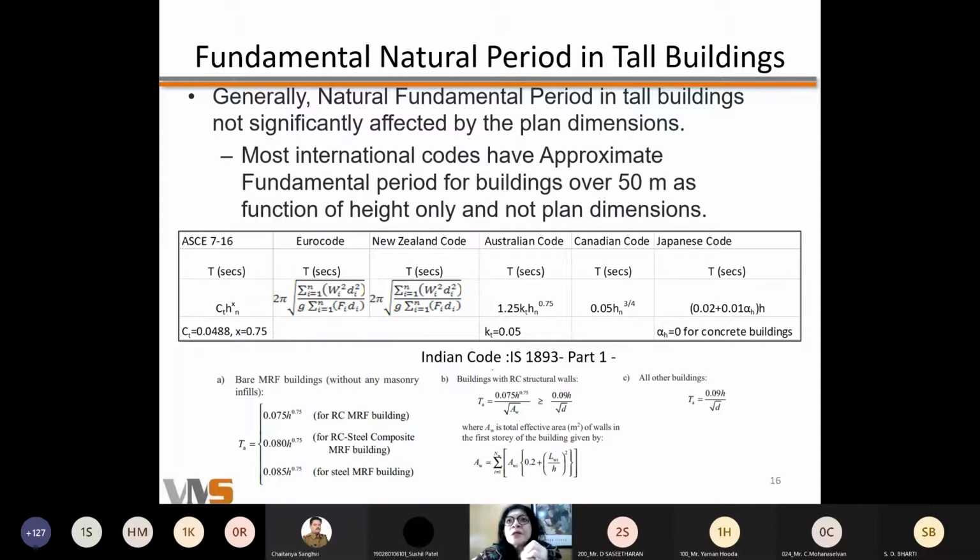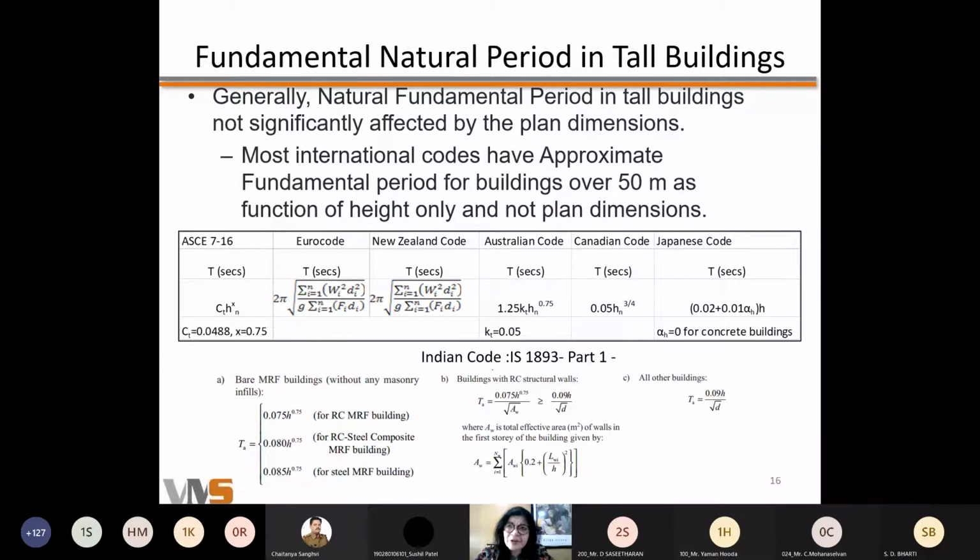Now, why I'm saying all of this is because we need to understand that some of the codes across the world will separate how you calculate the approximate natural period in a building. So they will say that for buildings which are less than 40 meters or so, there is a separate formula. And for buildings which are greater than 40 meters, there's a separate formula. So in buildings which are less than 40 meters, sometimes they may have some correlation with the planned dimensions of the building. Sometimes.